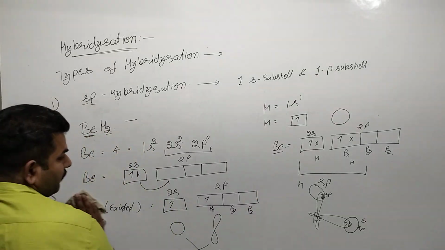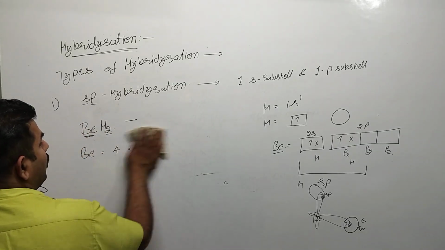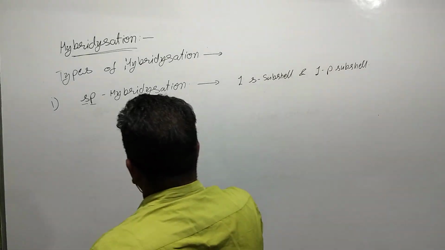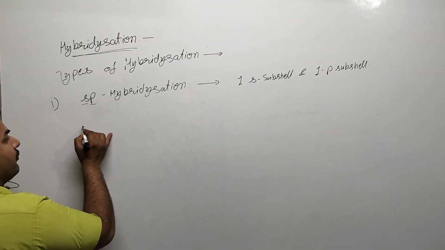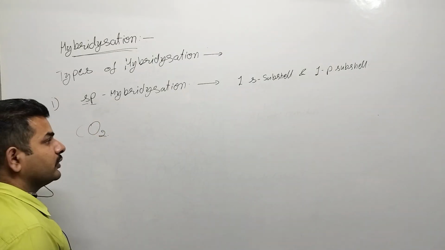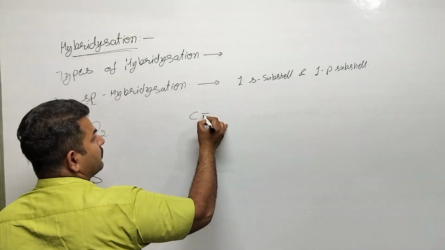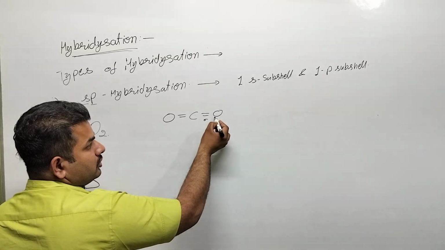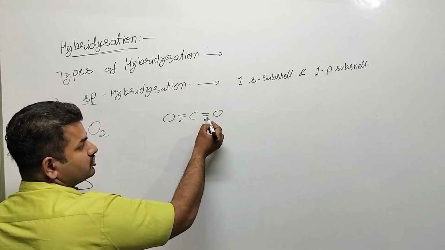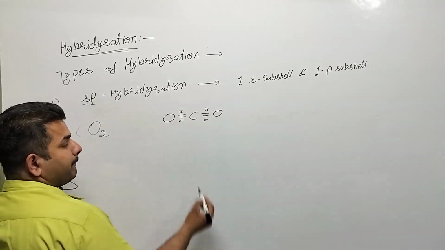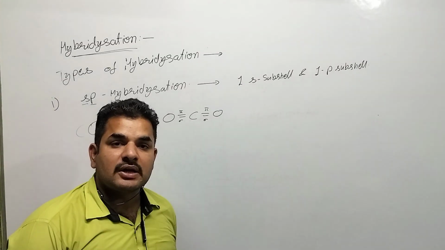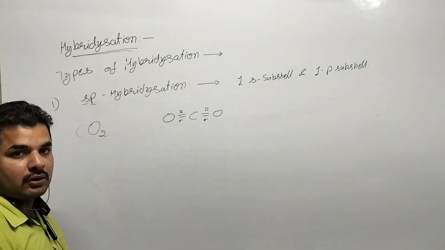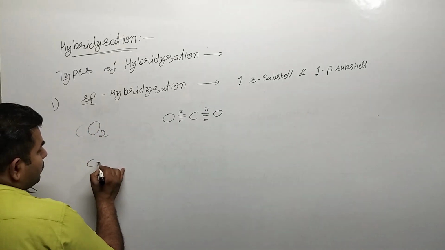Next we take one more example, where only sigma bonded orbitals are counted in hybridization. That is the example of carbon dioxide. As we see in the structure of carbon dioxide, it is a linear structure. Carbon forms one sigma bond with each of the oxygens, and the second bond is a pi bond. That means in carbon dioxide, carbon forms one sigma bond and one pi bond with each oxygen.